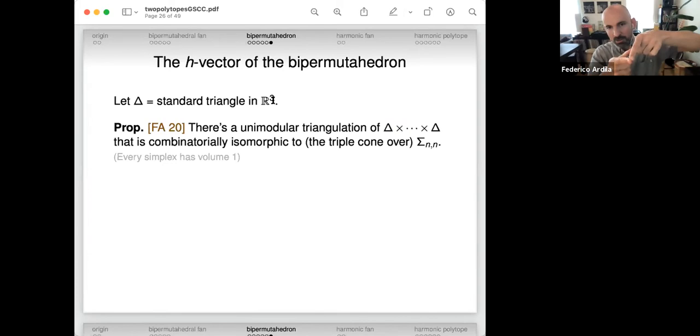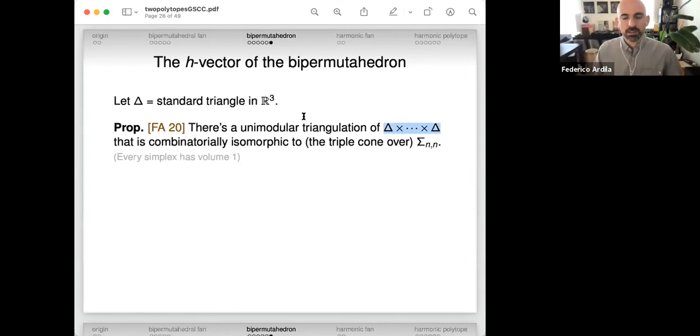And now you're going to take the product of n of those triangles. The triangle is two-dimensional, living in 3 dimensions. So this is going to be a 2n-dimensional polytope in 3n dimensions.